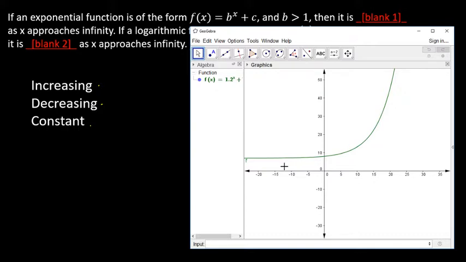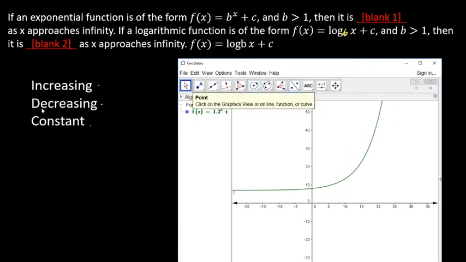And remember, we read graphs left to right. So as I go from negative infinity to positive infinity, would you say that this is increasing, decreasing, or remaining constant? And again, this is an exponential function of the form b to the x plus c, where our base, 1.2, is greater than 1, and then we've added some constant. Alright, let's look at the next question. So again, you'll select increasing, decreasing, or constant for that one.